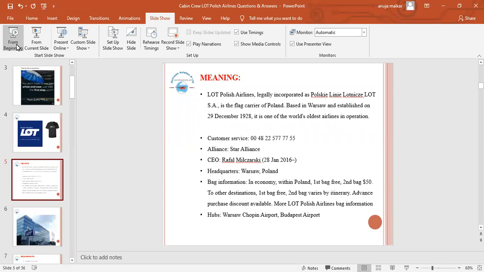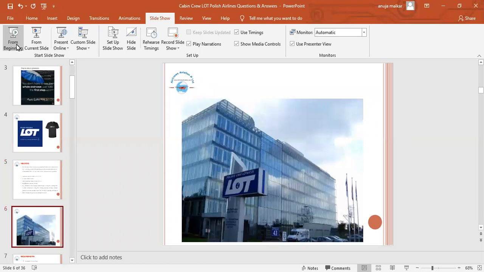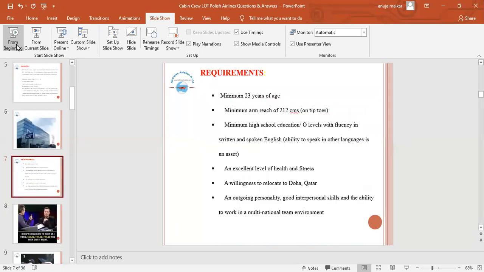Lot Polish Airlines, legally incorporated as Polskie Linie Lotnicze Lot SA, is a flag carrier of Poland, based in Warsaw and established on 29th December 1928. It is one of the world's oldest airlines in operation. Now we will read some technical details about it. That is, customer service, then Alliance, Star Alliance, CEO Rafael Milczarski, headquarters Warsaw, Poland. And its hubs are Warsaw Chopin Airport and Budapest Airport. So we can see this beautiful picture over here.